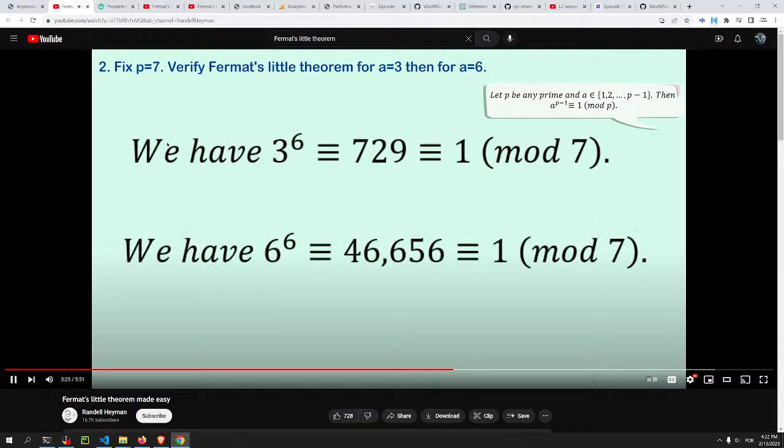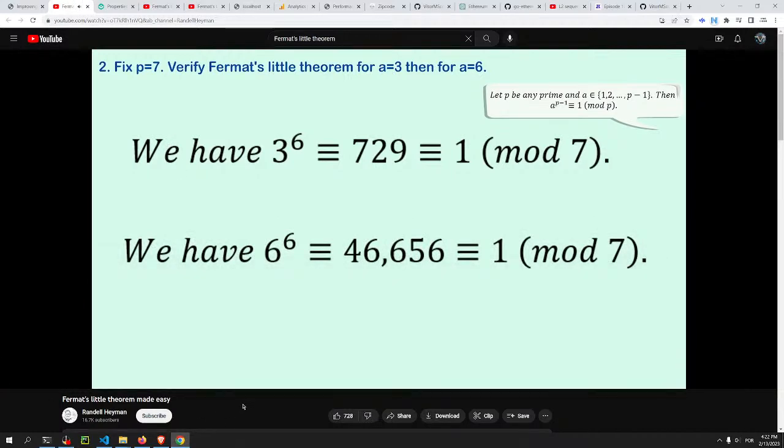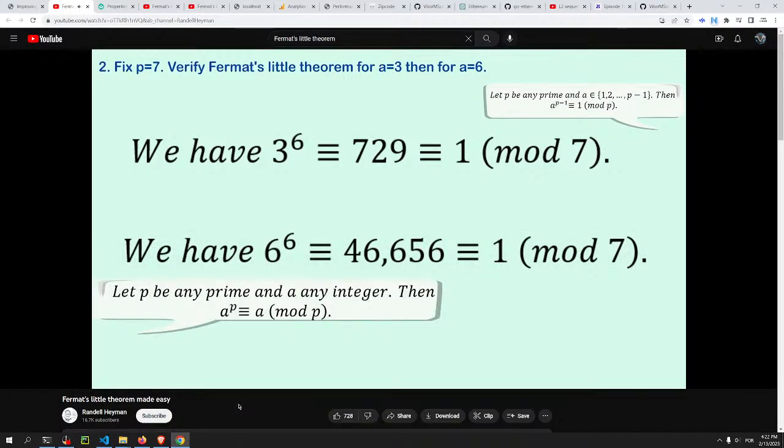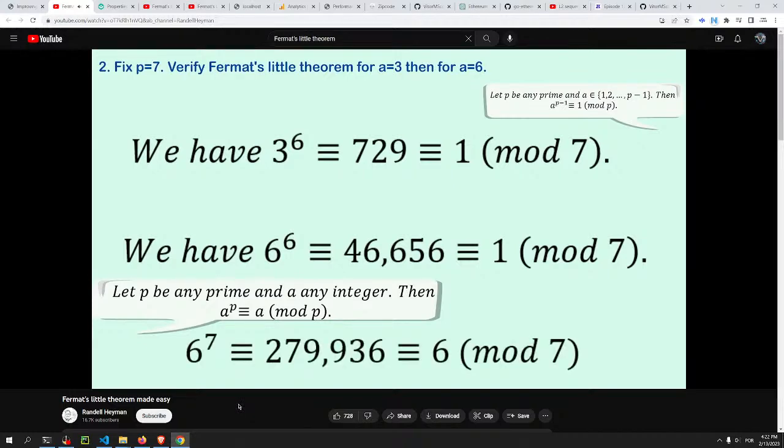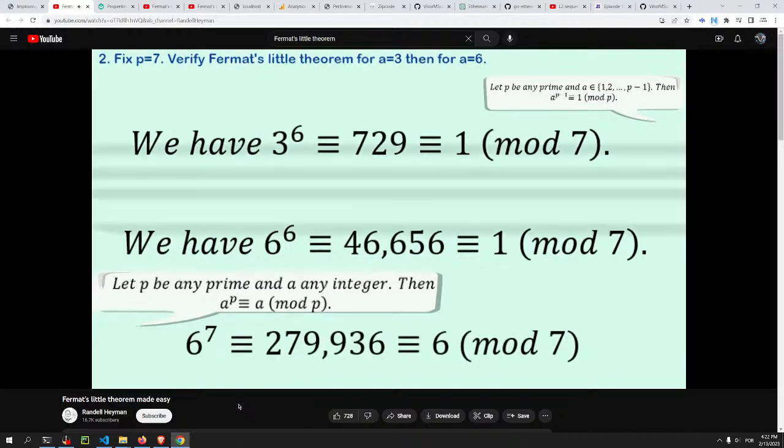We just repeat it for a equals 6. 6 to the 6 is congruent to 46,656. And once again, if we divide that number by 7, we get a remainder of 1. Now, if you were using, for example, that first definition from Wikipedia, where a to the p is congruent to a mod p, then you'd say 6 to the 7 is congruent to 279,936, which is congruent to 6 mod 7. Okay, so you might get this sort of idea.